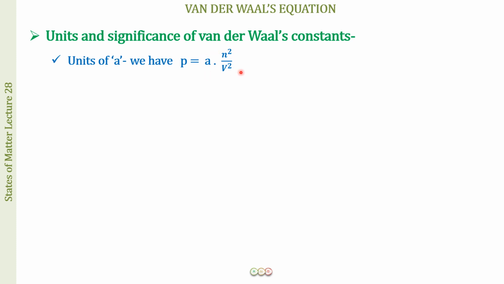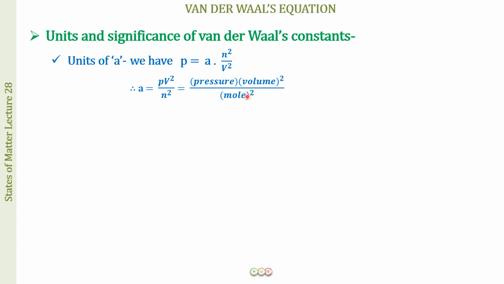So the units of this term have to be equal to that of pressure. So let us take these to the other side to get the units of A. So we have A equal to PV square by N square. P is pressure, V is volume, and N is the moles of the gas, right?